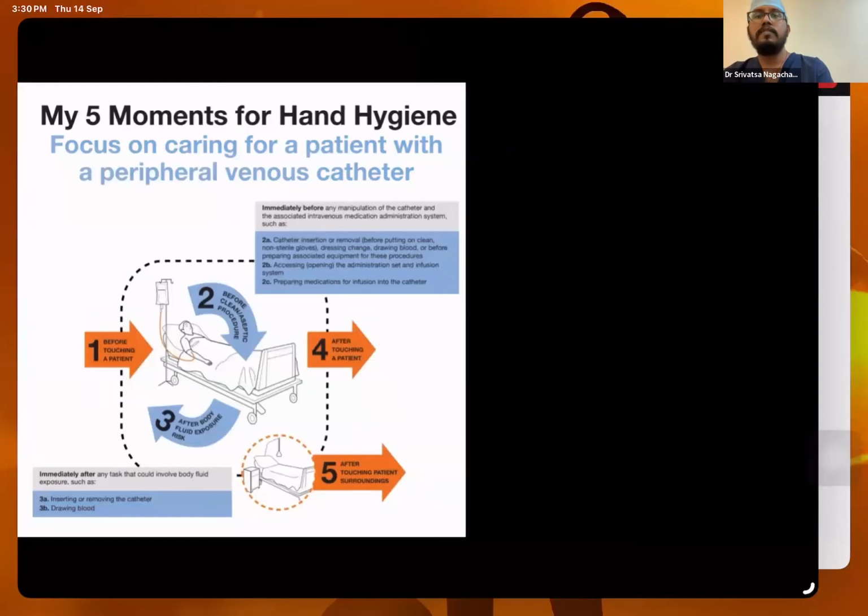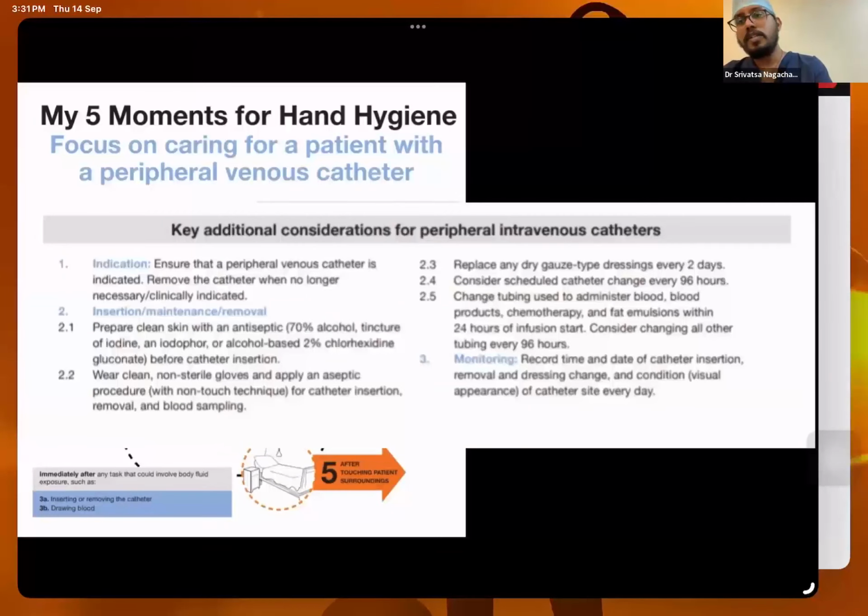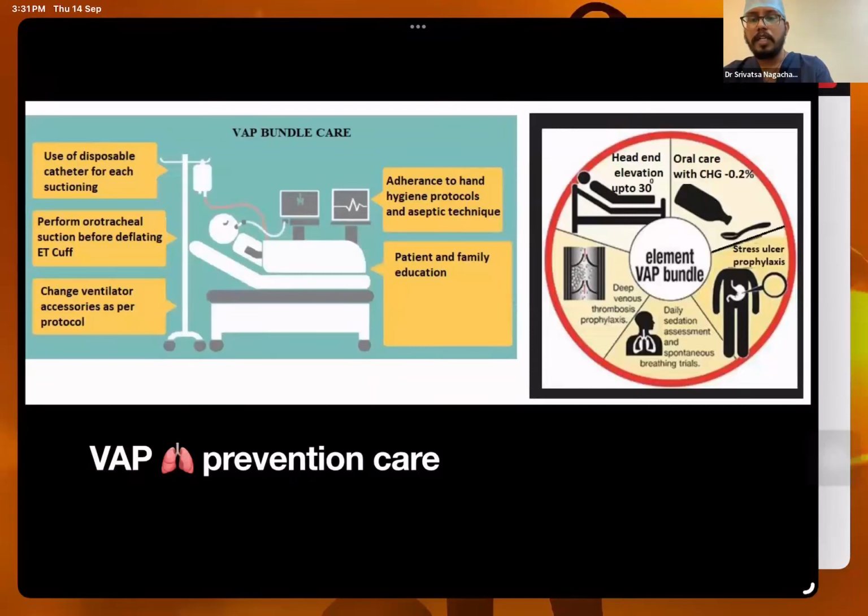So make sure even your peripheral venous catheter you care for exactly as you care for a central venous catheter, because you're putting something inside the body cavity. So the same principle applies here as well. And coming to the endotracheal tube, as I told you, there is a VAP bundle.